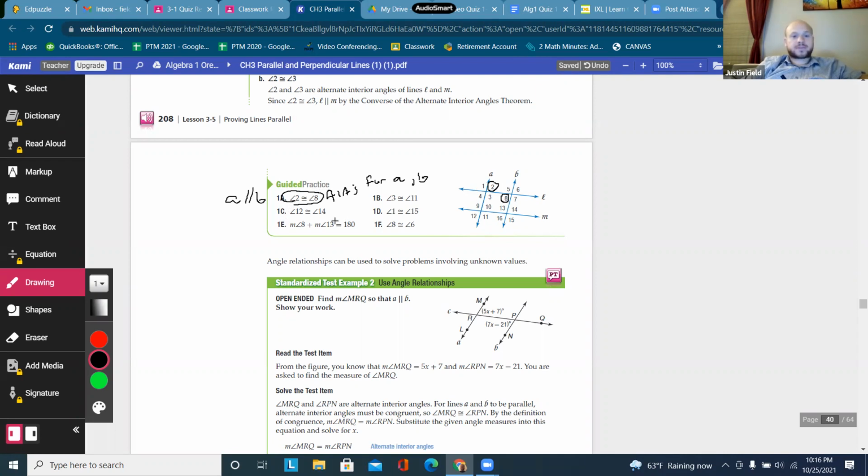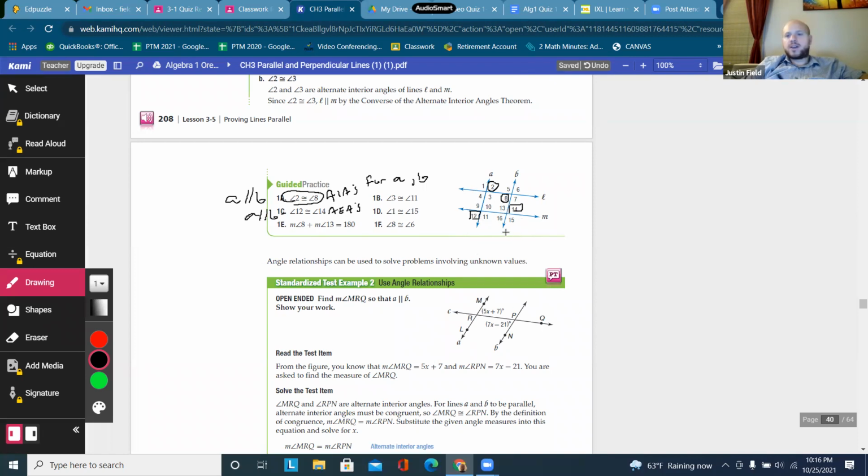Okay. Shall we do one more? 12 and 14. 12 and 14 are AEAs, also for A and B, so A is parallel to B.